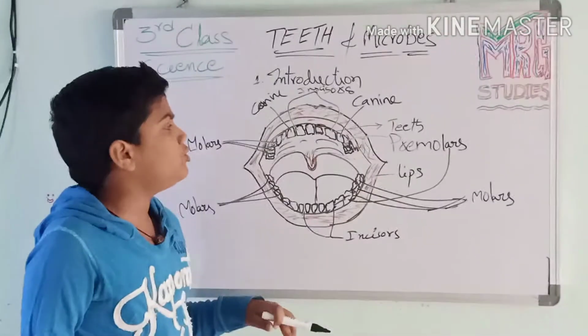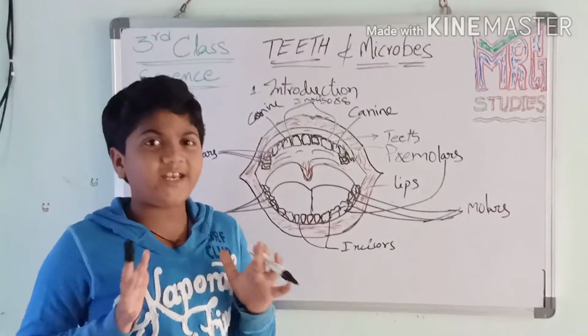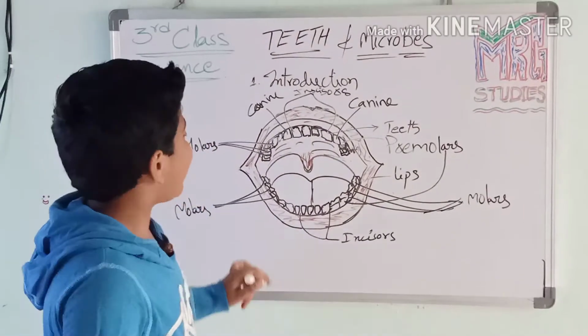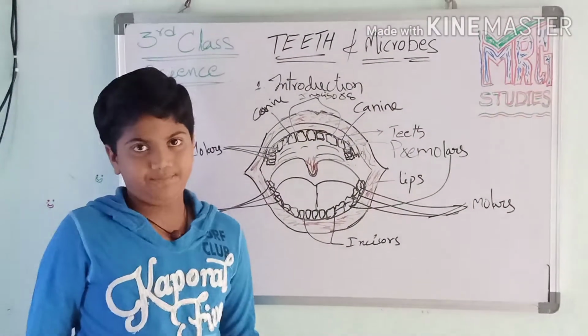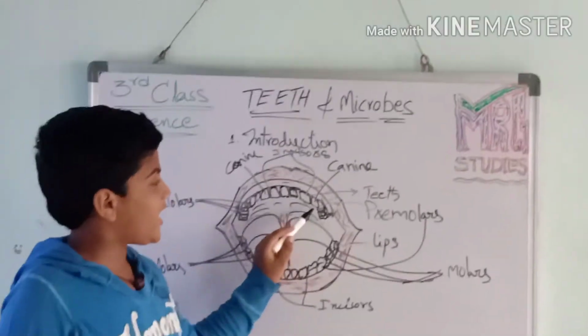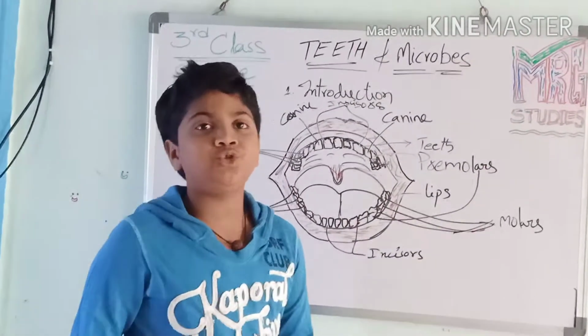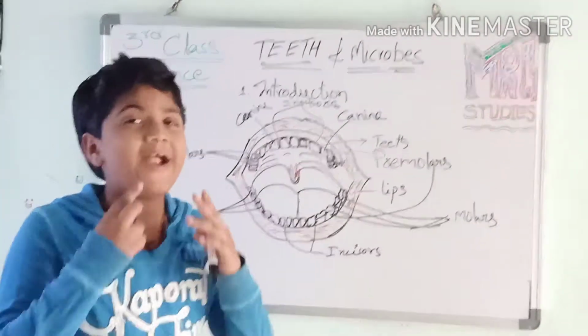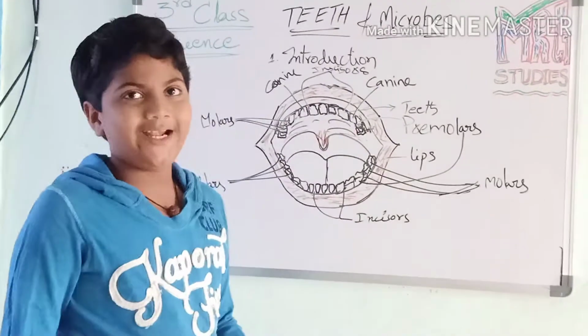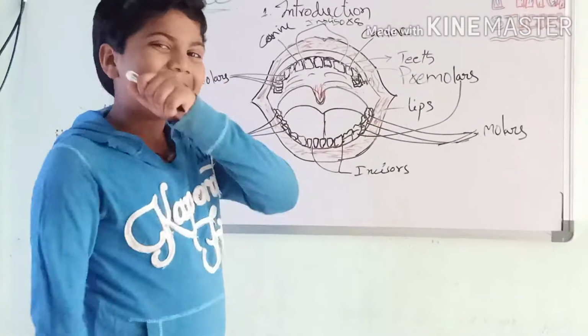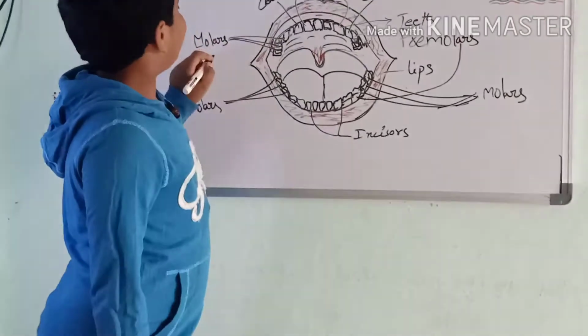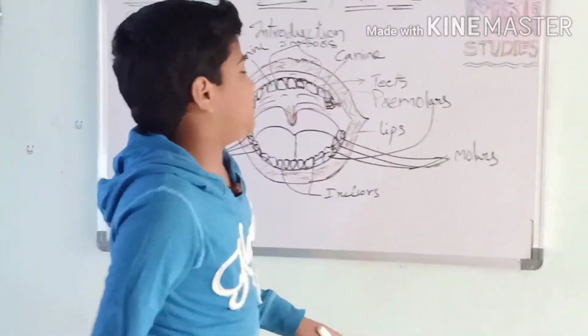Incisors are very sharp teeth. Like we will cut meat, we will do dash. Kind of also bite. Like that. Okay. Next, premolars.